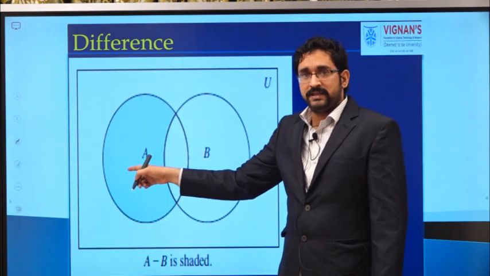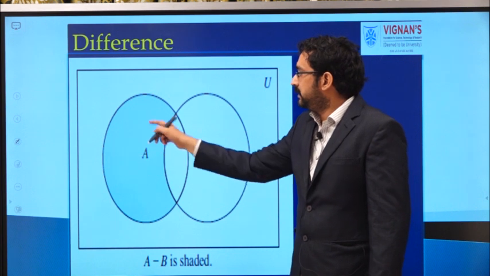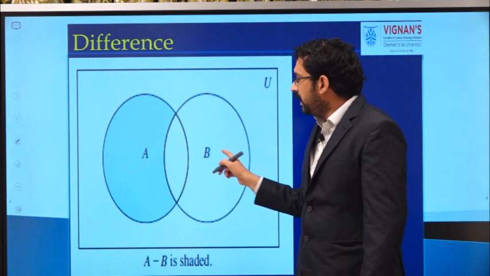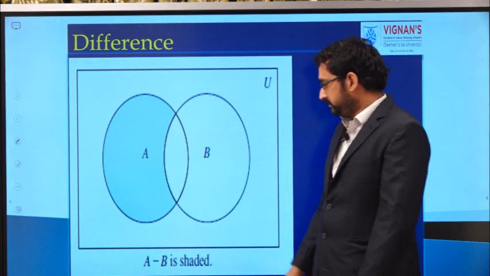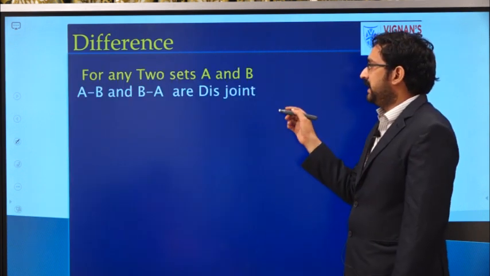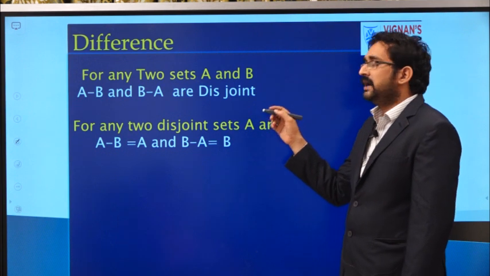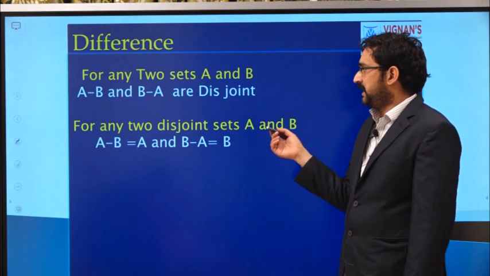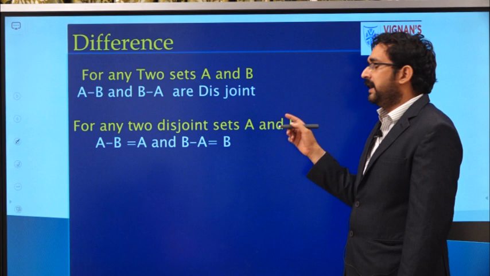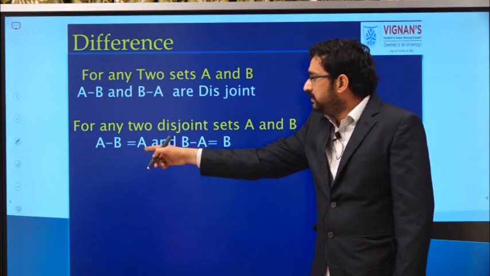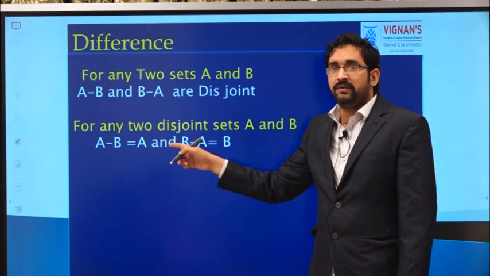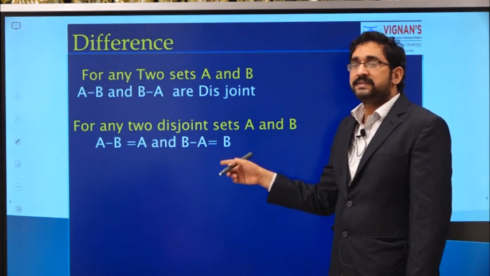So the shaded region denotes A minus B. The part should be in A but not in B. So the shaded region denotes A minus B. And for any two sets A and B, A minus B and B minus A will be disjoint. And if A and B don't have any common elements, we can represent this result: A minus B equals A and B minus A equals B.